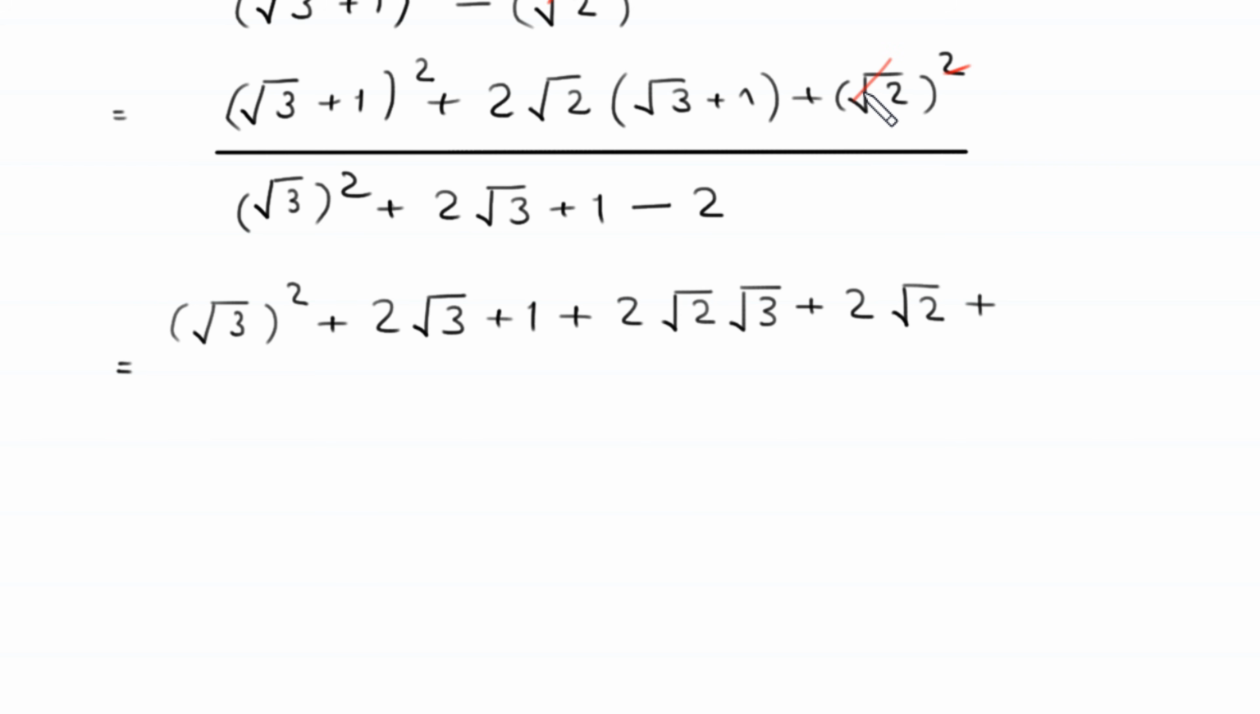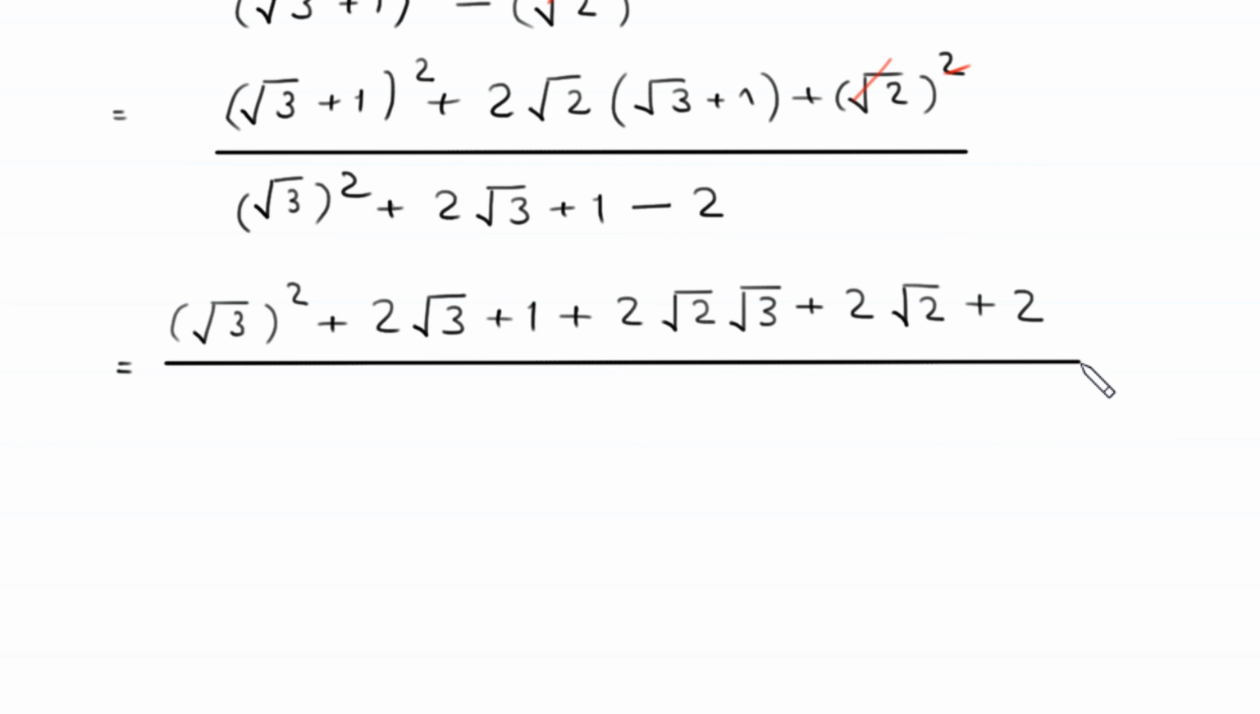This square will be cancelled out with this square root, and here we are left with 2 divided by, in the denominator, this square will be cancelled out with this square root, and here we are left with 3 plus 2 times square root of 3 plus 1 minus 2, negative 1. Next, this square will be cancelled out with this square root, and this 3 plus this 1, 3 plus 1 is 4, and 4 plus 2 will become 6.